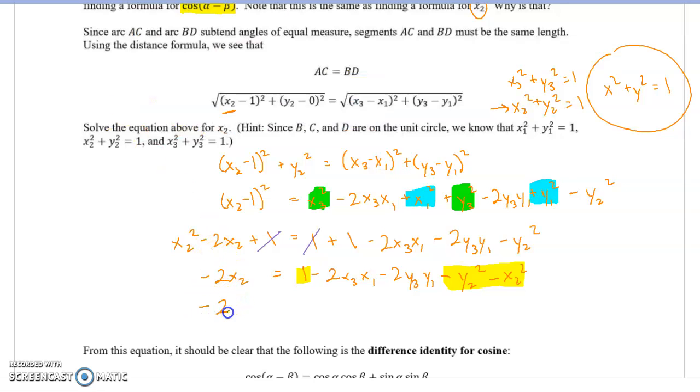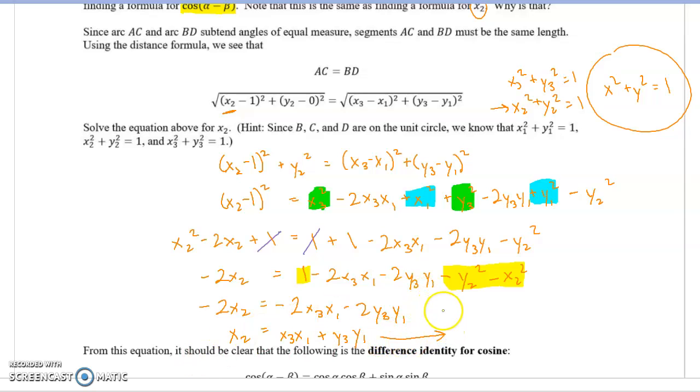So that means that the things I highlighted in yellow are positive 1 and negative 1, and those add to get 0. So we end up with negative 2x2 equals negative 2x3x1 minus 2y3y1. Okay, well, there's a whole bunch of negative 2's that we don't need. Right? We'll just divide it out, right? So we get x2 equals x3, x1 plus y3, y1. That should look like a familiar pattern, but it's not exactly what the cosine difference identity is.